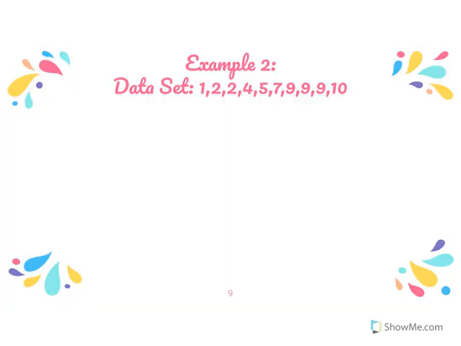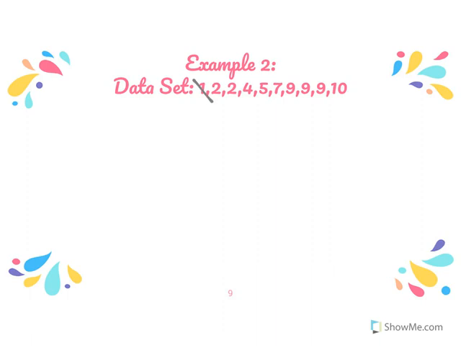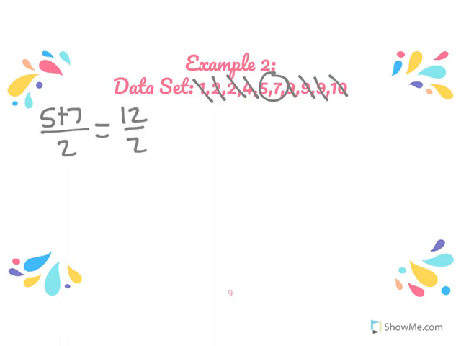Okay, so now let's actually figure that out for this example. So our step says find the median, and then we're going to find our Q1 and our Q3. So median first, I'll keep crossing out until I get to the middle values. This time I see I have a 5 and a 7. We're going to take 5 plus 7, divide by 2. So now I get 12 divided by 2 equals 6. So that is our median.